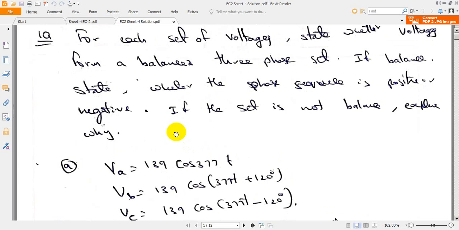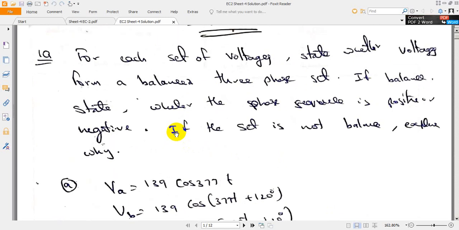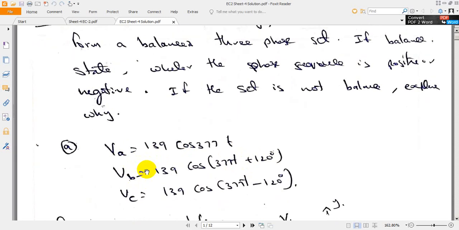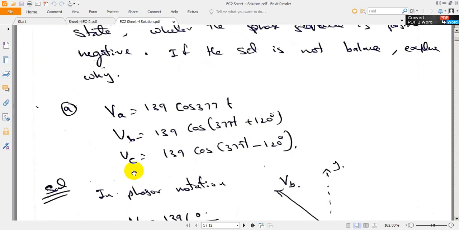And one more mandatory thing: when the system is said to be in a balanced state, another condition for a balanced system is we need to check the phase sequence, phase difference. The phase difference should be 120 degrees from each other. It means the phase difference between VA and VB should be 120, between VB and VC should be 120, and between VA and VC should be 120. All the three phases should have a phase difference of 120.